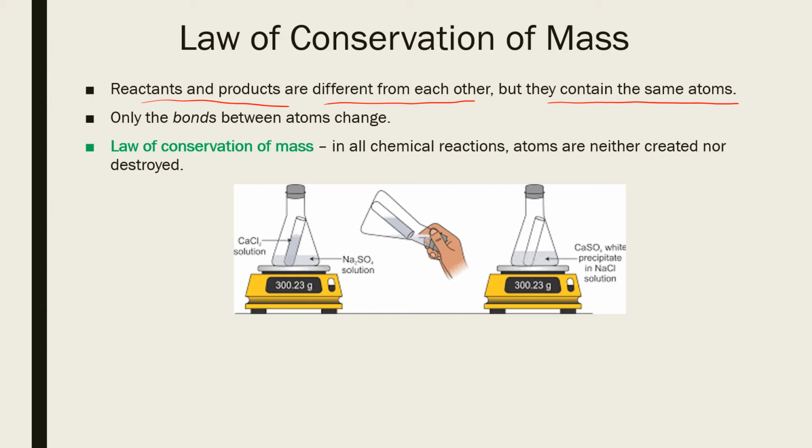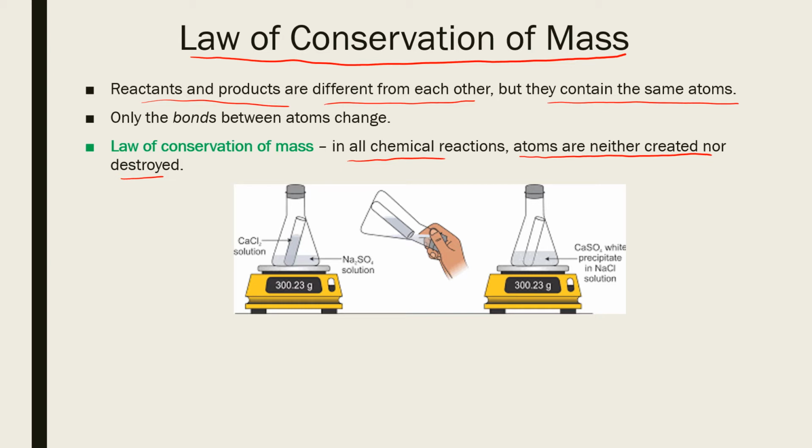A fundamental principle that applies to all chemical reactions is that atoms are neither created nor destroyed, and this is known as the law of conservation of mass. The law of conservation of mass states that in all chemical reactions, atoms are neither created nor destroyed.